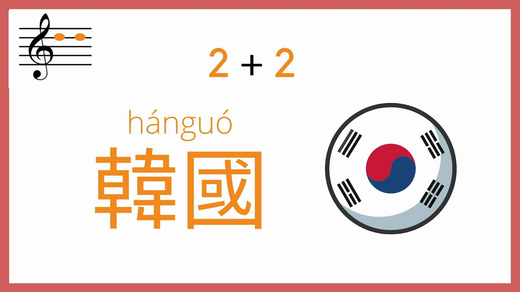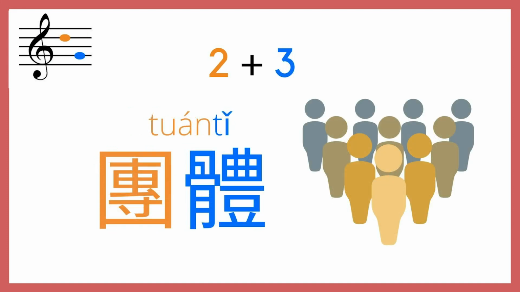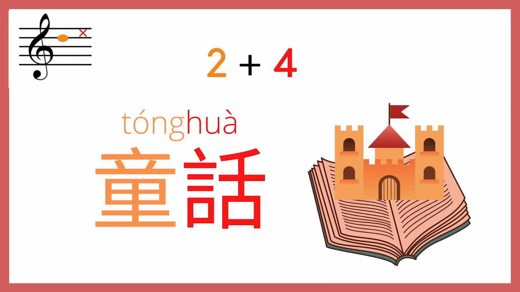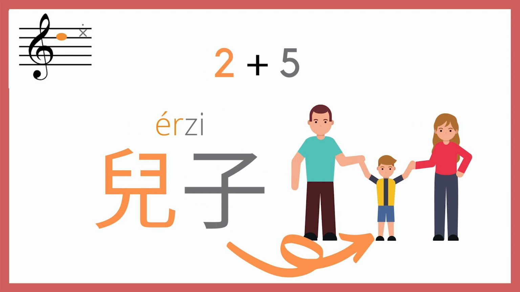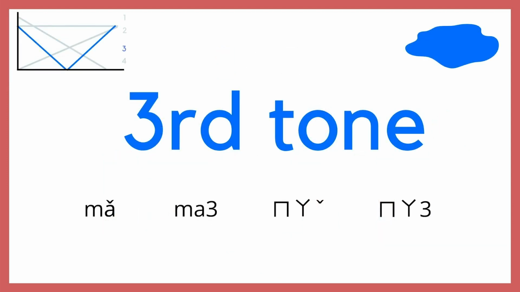Next is the 2-2 combo. Mama. Our sample word is Korea, 韩国. For our 2-3 combo, mama, we have 团体, which means a group. Then there is our 2-4 combo, mama. And as an example word, we have 童话, as in fairy tale. And finally, we end with a 2-5 combo, mama. Our sample word is 儿子, which means son. That was quick. Now we are moving on to the third tone combinations.